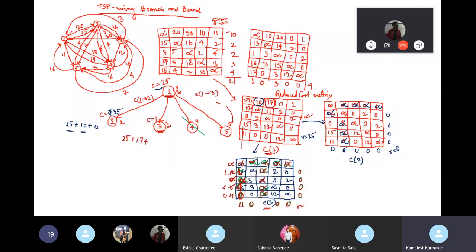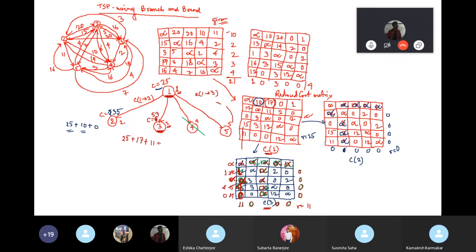So what is the cost of reduction? Here in rows the value is 0 plus in columns it's 11. So the total reduction is 11, so this value is plus 11. What will be the value? 25 plus 17 is 42, plus 11, so this value is 53.